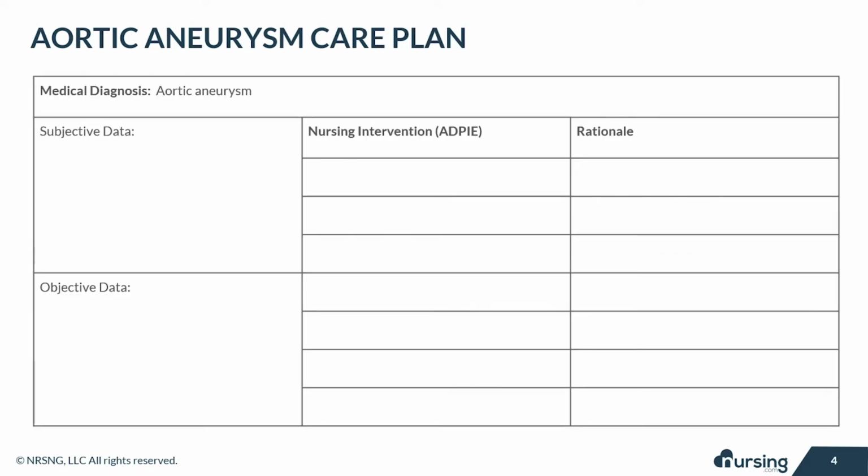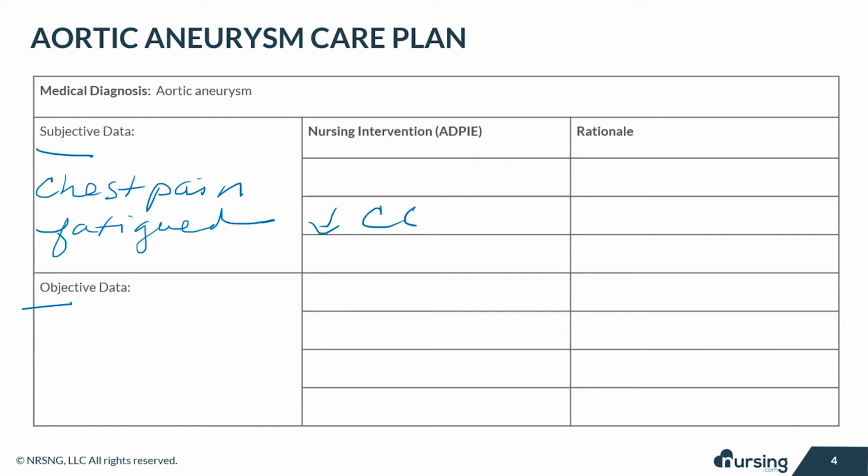Okay, so let's take a look at some of the subjective and objective data that your patient with an aortic aneurysm may present with. Now remember, subjective data, these are going to be things that are based on your patient's opinions or feelings. So for aortic aneurysms, this might include chest pain, and they might explain it as a burning feeling that radiates to their back, shoulder, abdomen, flank, or groin. They might say they are weak or fatigued because of low cardiac output, and also shortness of breath.